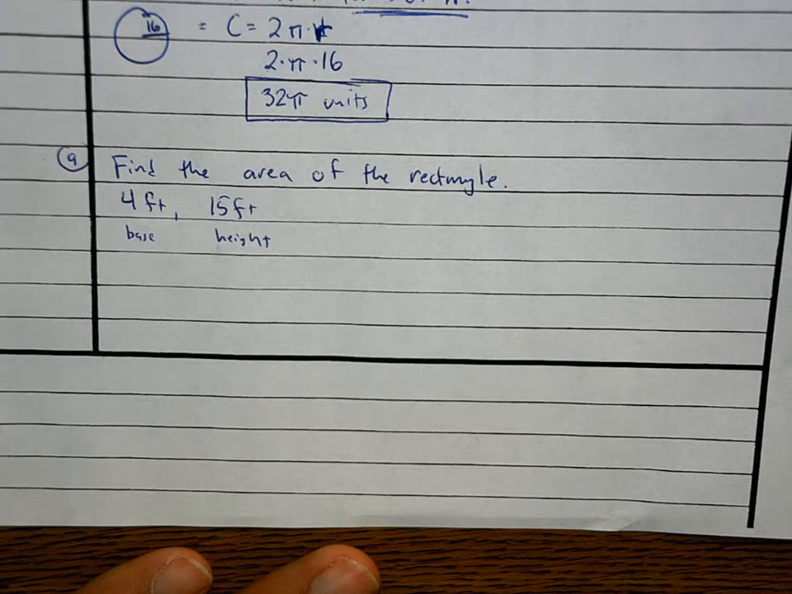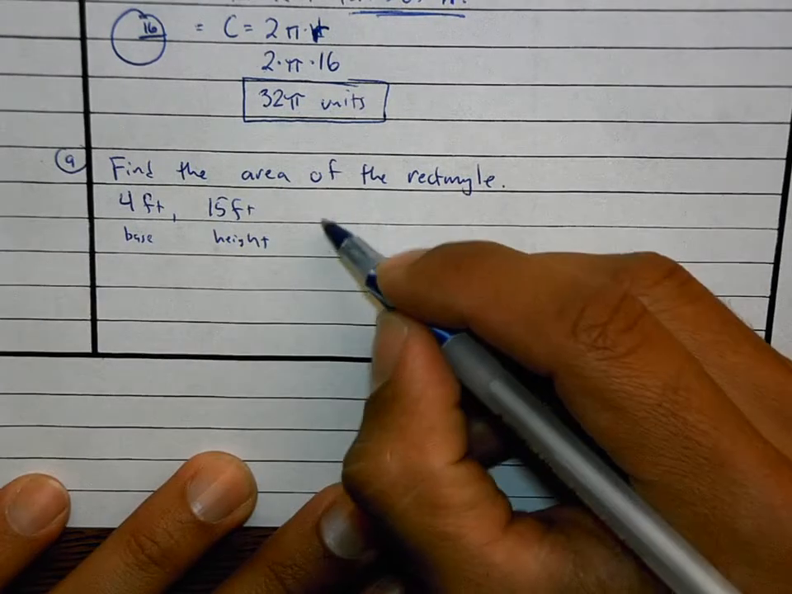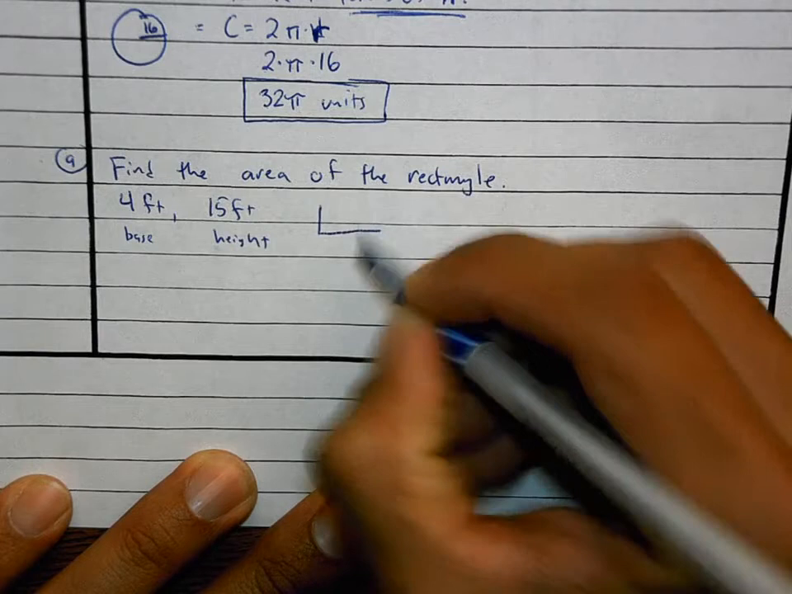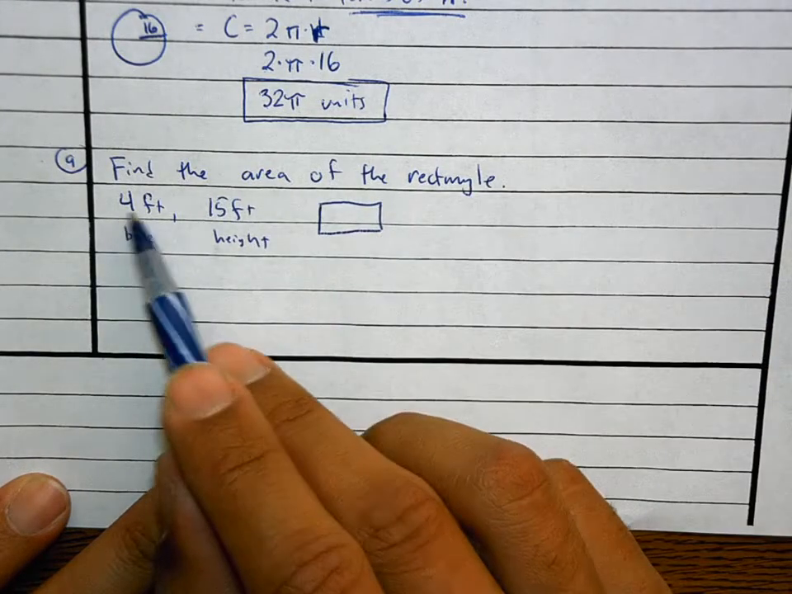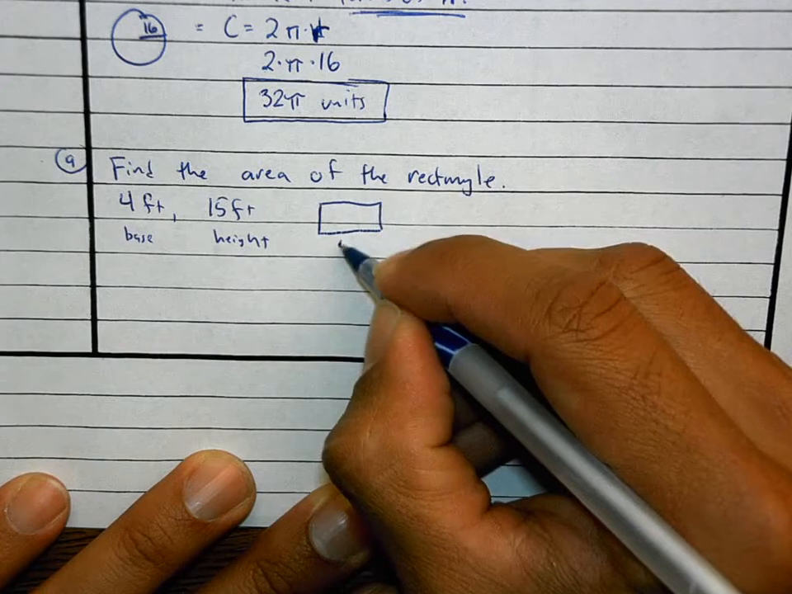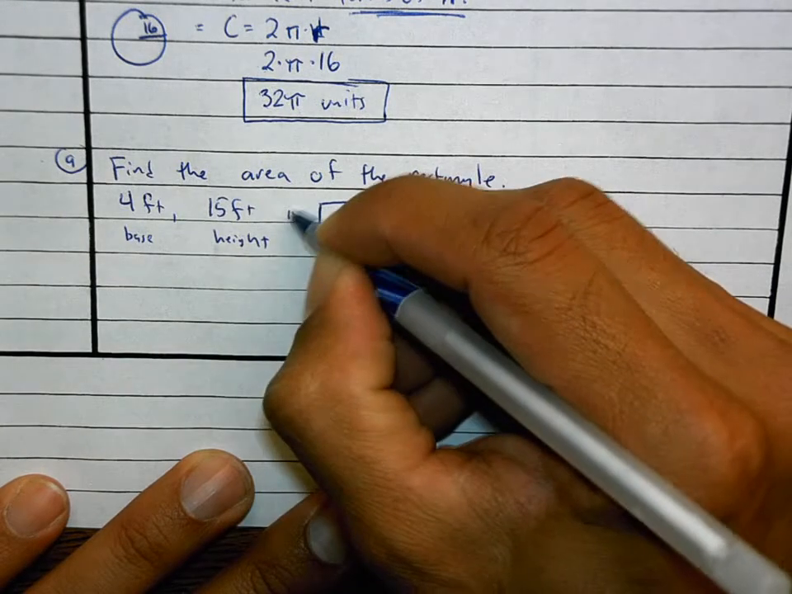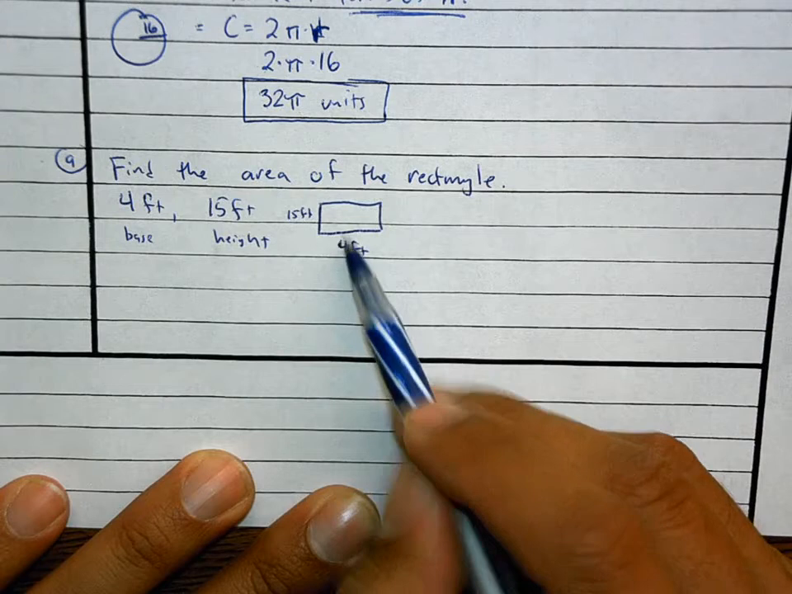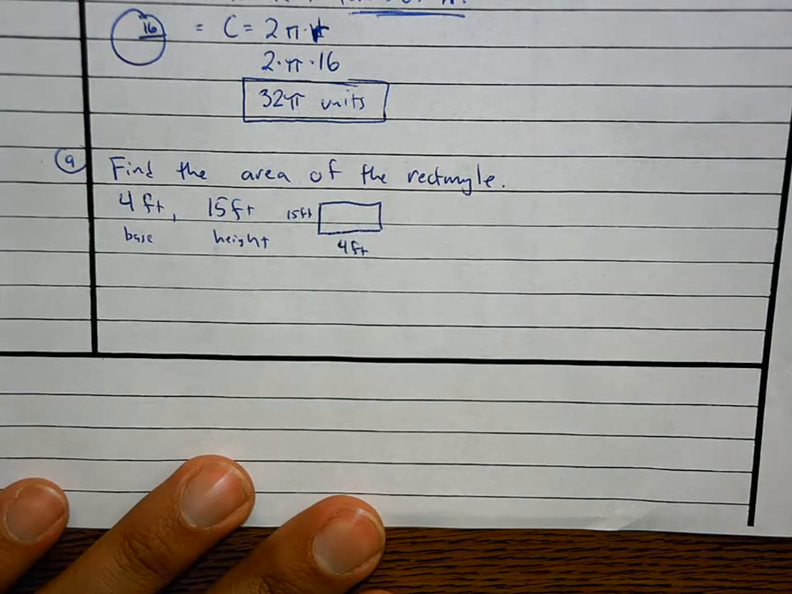The easiest way for you to find this, I don't even know if you need to draw a picture or not, but I'll draw a picture anyways, just for clarity's sake. We know that the bottom, the base, is 4 feet. We know that the height is 15 feet. Well, Mr. Paramo, that doesn't match. Well, this is not to scale, okay? It doesn't match, it's fine.